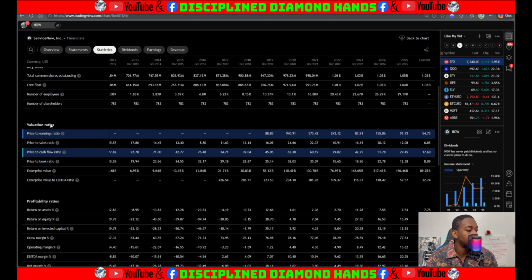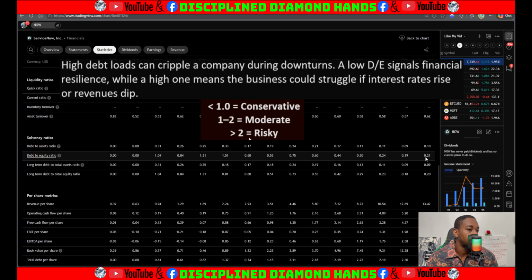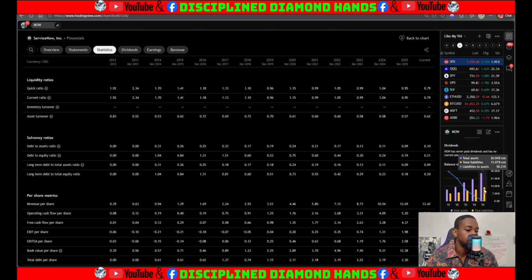It would be a good idea for you to click and learn the definition of each of these ratios just to become a more knowledgeable and better investor. Debt to equity ratio is 0.21, very low. You know what I'm saying? Very low. Balance sheet, liabilities to assets, 50%, low.